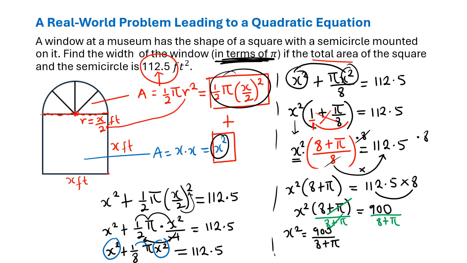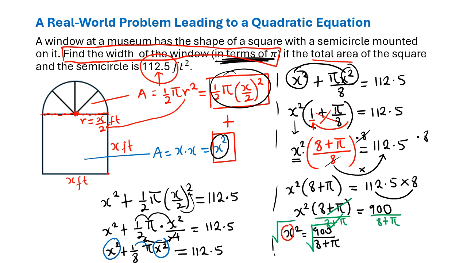I'm almost done. Now, I'm looking to calculate the width, because the problem is to find the width. Again, let's go back so we know what the goal is. Find the width of the window in terms of pi. We know that x is the width of the window. So in order to find this width, I will have to take the square roots of both sides. I would take the square root of the left hand side and the square root of the right hand side.